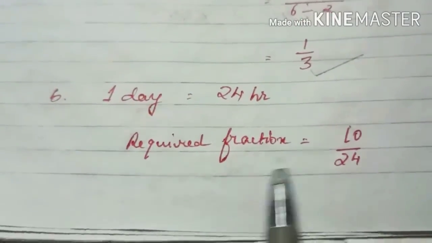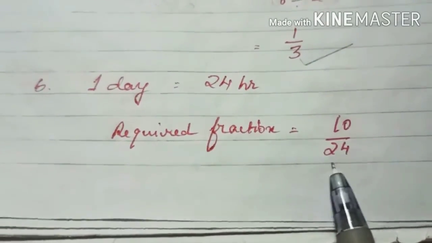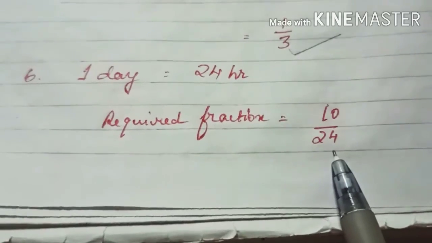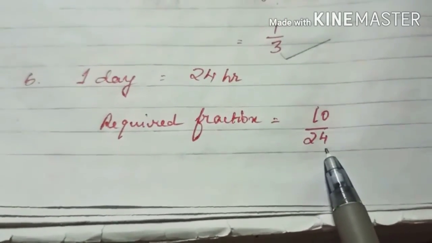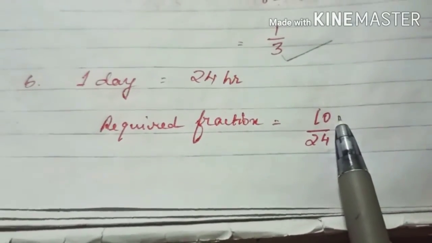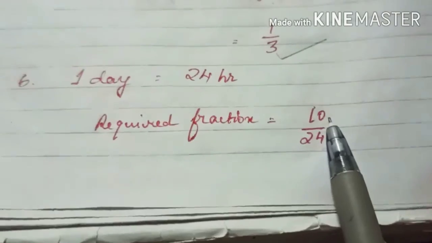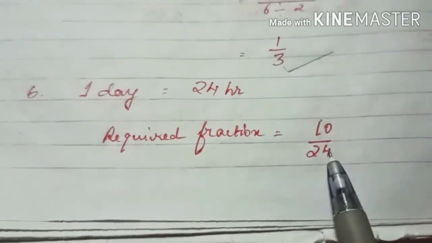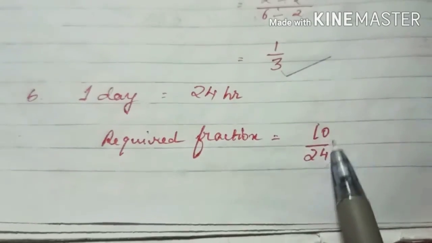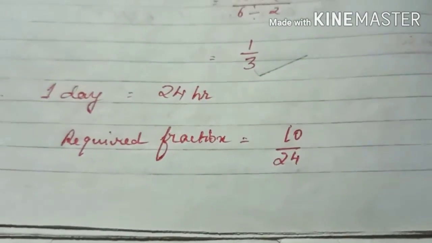So 1 day equals 24 hours, and the required fraction is 10 by 24. Why 10 by 24? Because in the denominator we will write the total hours. The total hours is 24, and the required hours, for which we have to find the fraction, is 10. So 10 by 24, that is 10 out of 24. So this is the answer.